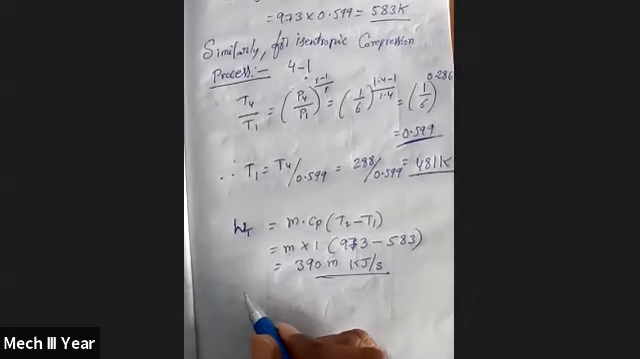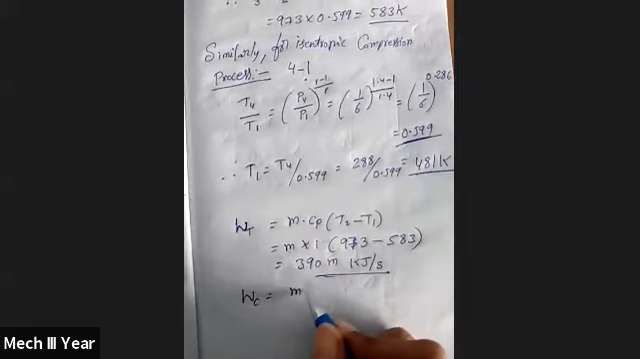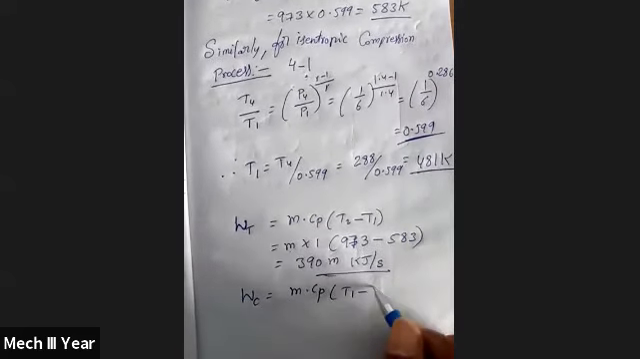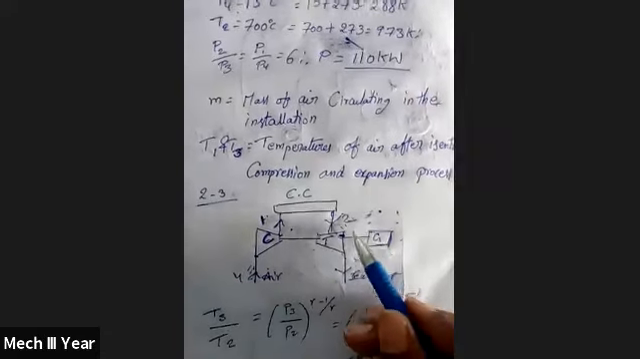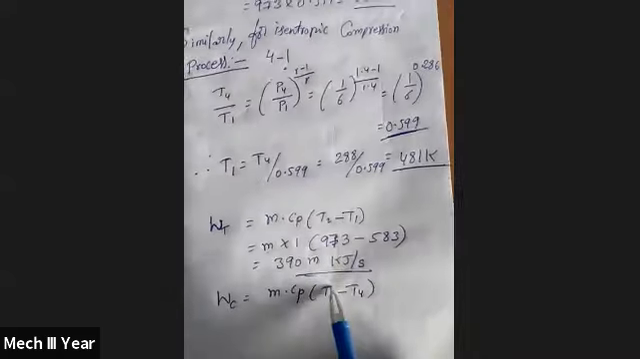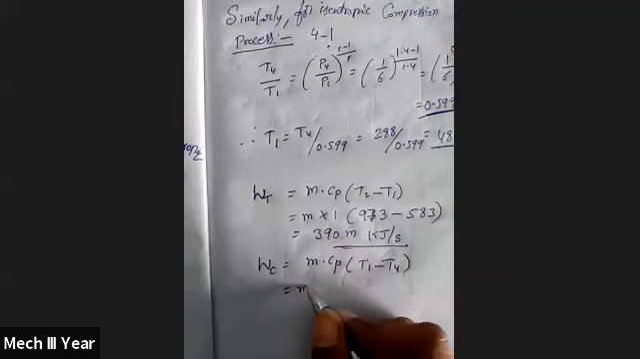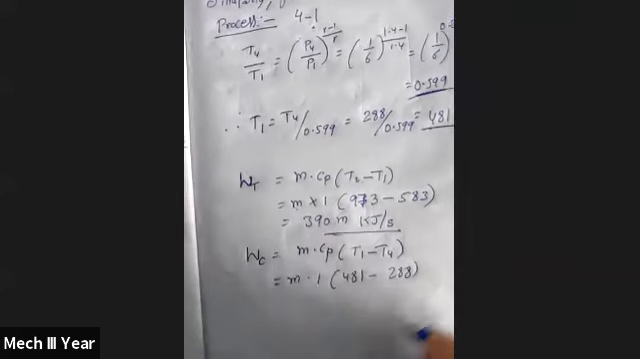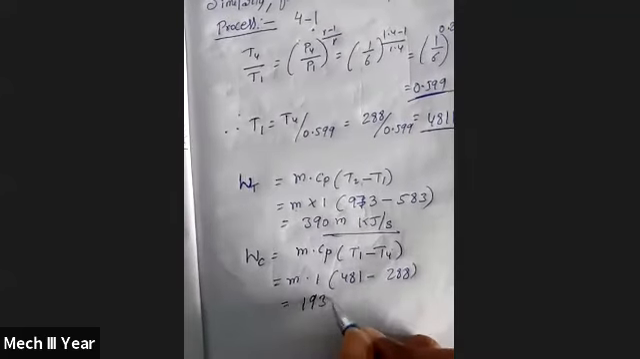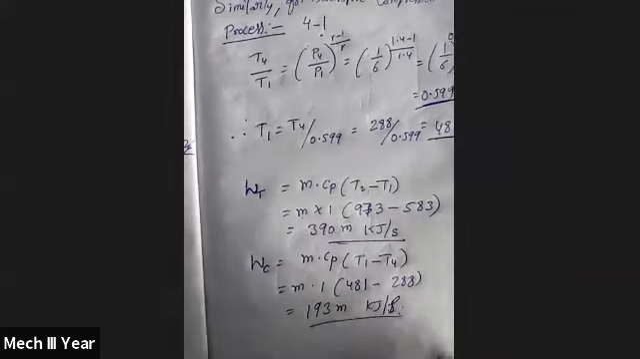Similarly, we are going to see the work absorbed by the compressor, by the air. So M into Cp into T1 minus T4. Why? Because the compressor is acting 4 to 1 and the turbine is acting 2 to 3. That's why for the turbine we take T2 minus T1, and here we take T1 minus T4. Now substitute these values. Here also M we don't know, Cp we can take as 1, and T1 and T4 are given. Then here 193 M kilojoules per second.